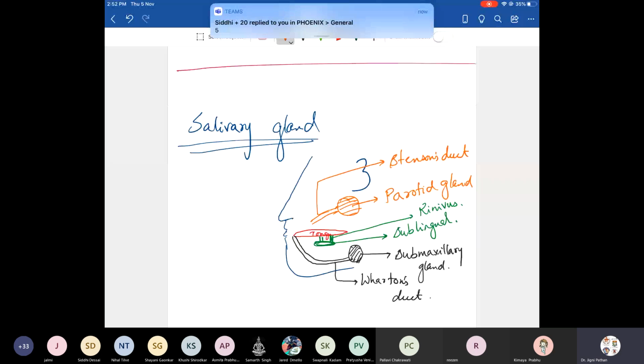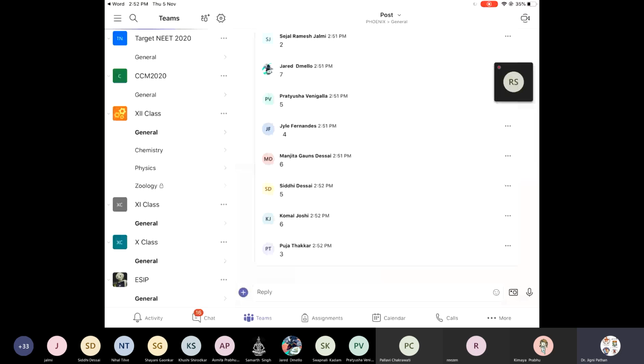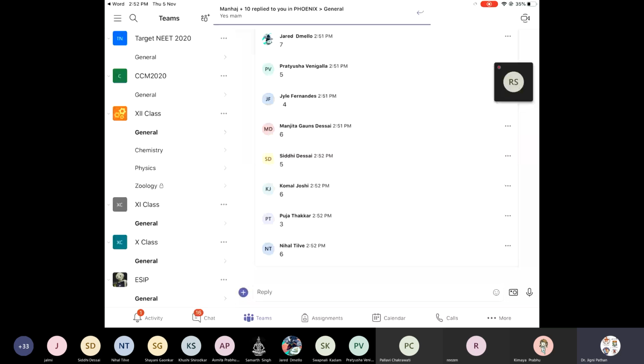Wrong, Deepika. Pratyusha wrong. Khushi wrong. Kimai wrong. Ashmita wrong. Sejal wrong. Very good. There was somebody, I missed his name, Komal. Manjita, he said 6.